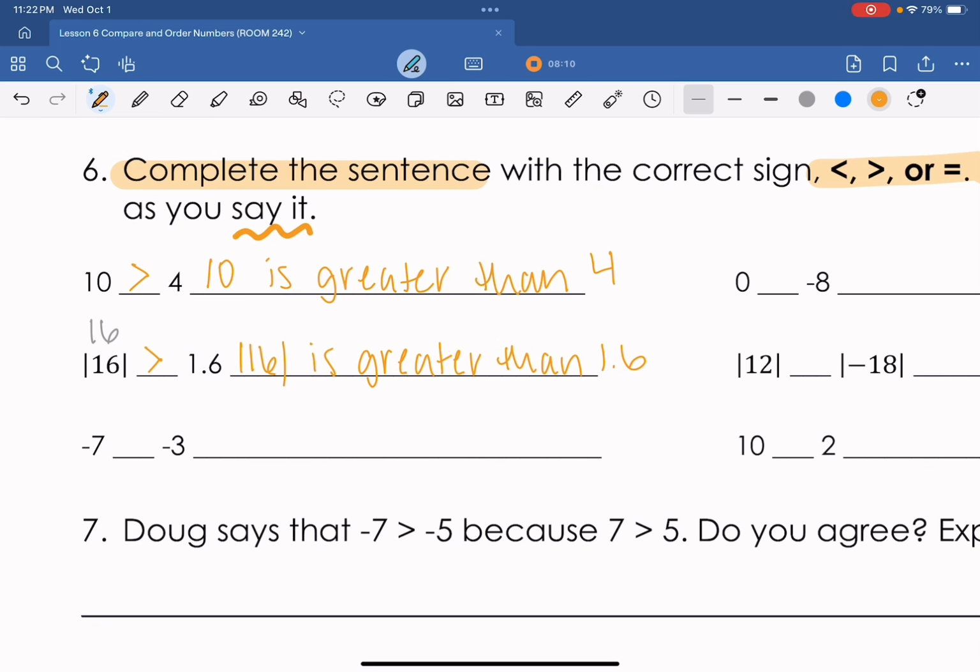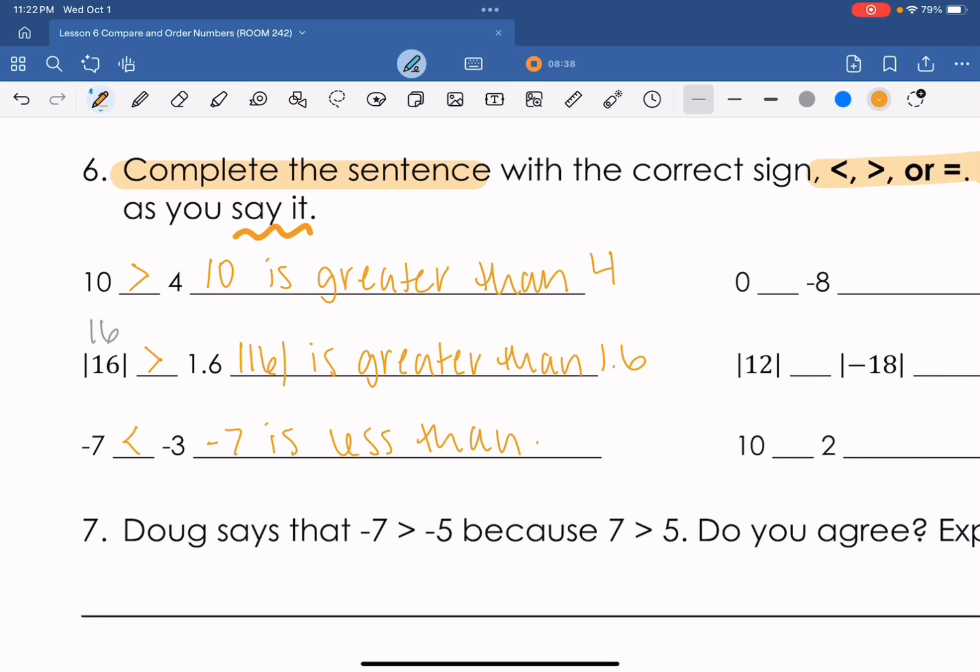Okay? I have -7 and -3. -7 is further to the left, so -7 is going to be less than -3. So I would write -7 is less than -3.